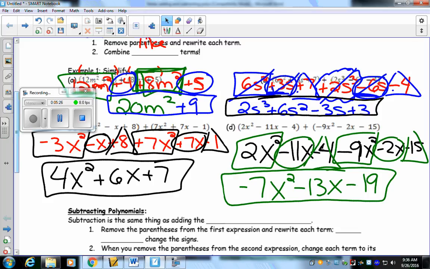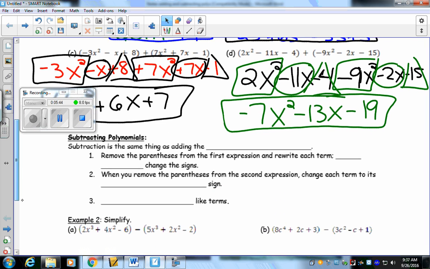All right, in my next example, same thing, 2x squared and negative 9x squared gave me negative 7x squared. Please be careful of signs, folks. Negative 11 and negative 2 give me negative 13. And then negative 4 and negative 15 give me negative 19. So please just be careful.